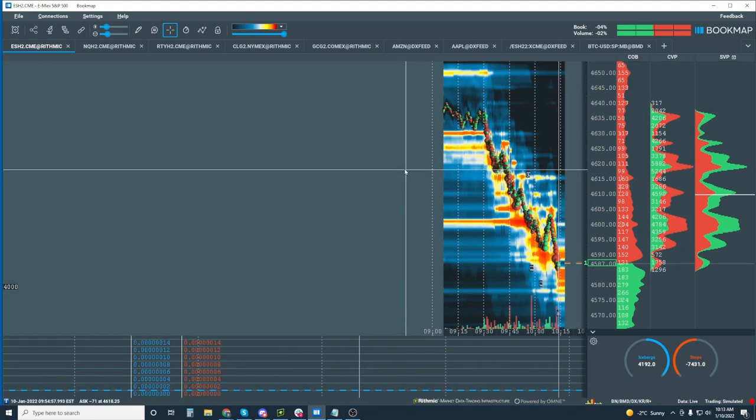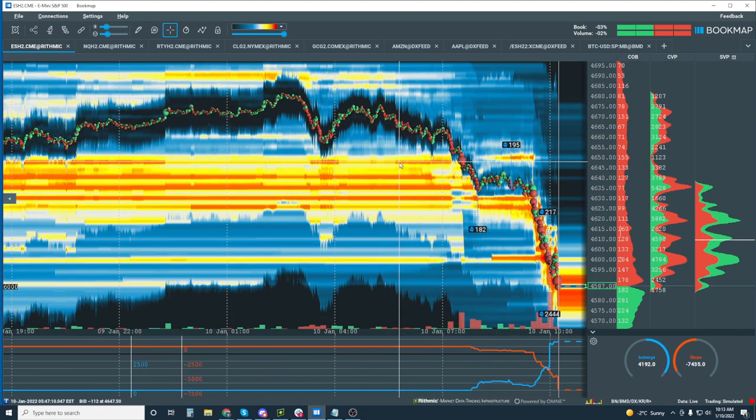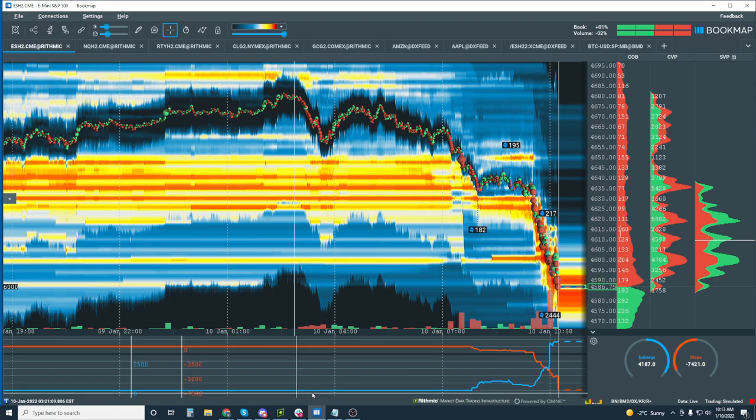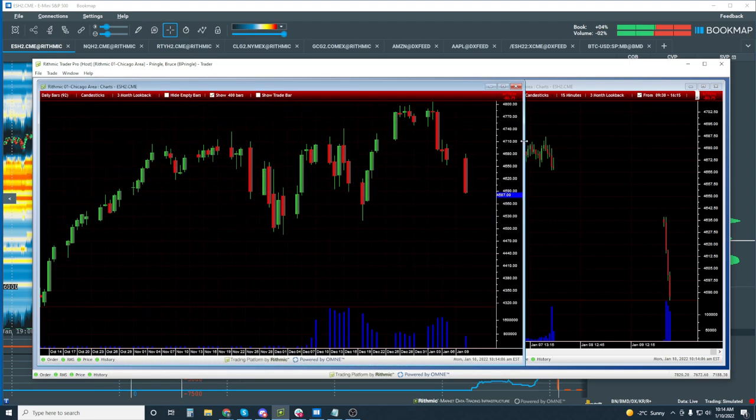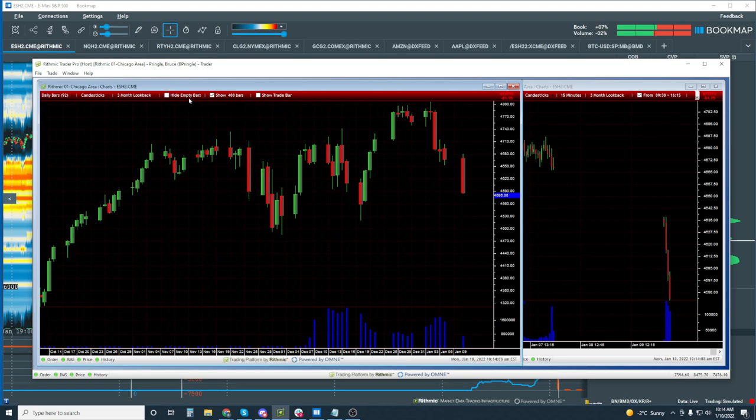Let's start to look at some of the market structure, and we're going to start with the higher time frame analysis, just to understand what's going on here. We're going to look at our candlestick charts here, and start to piece some things together. Here's our daily chart. We're still in an uptrend in this daily chart, even though we're below some of these areas in here. Let's take a look at more data in here.